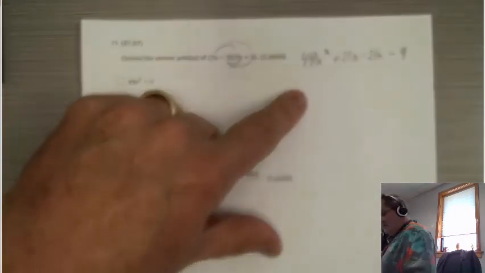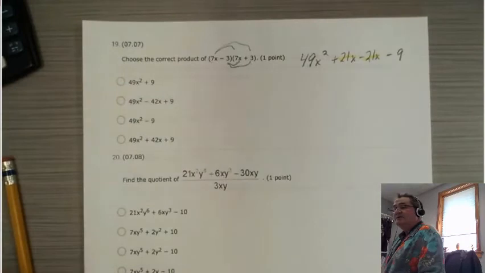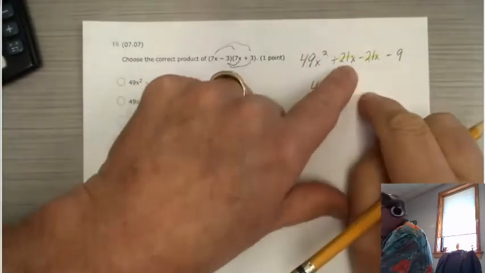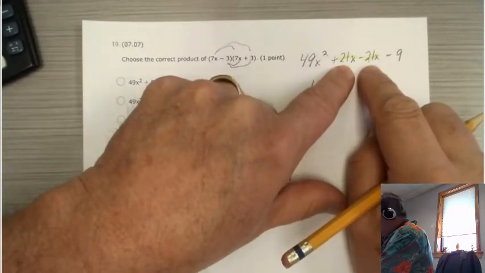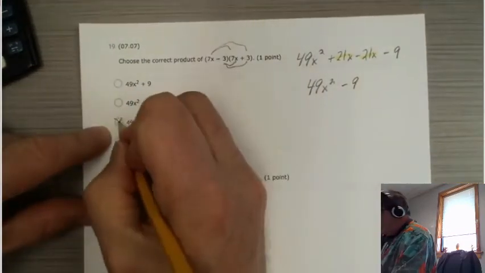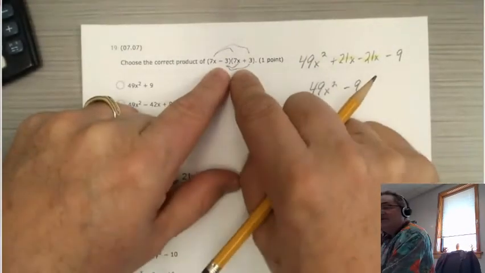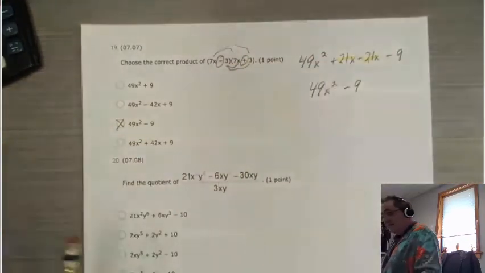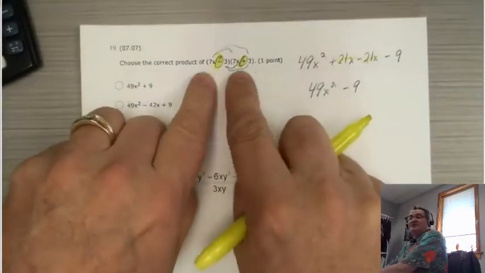And negative 3 times 3 is negative 9. So let's simplify. We have 2 x terms, right? We have this one and this one. Those are both just x's. So we have 49x squared. Positive 21x minus 21x. Hey, that's 0. Minus 9. So we're looking for this right here. So when you have 2 binomials multiplied by each other, and the only difference is the sign in the middle. One of them has a negative, one of them has a positive, but otherwise they're exact same.